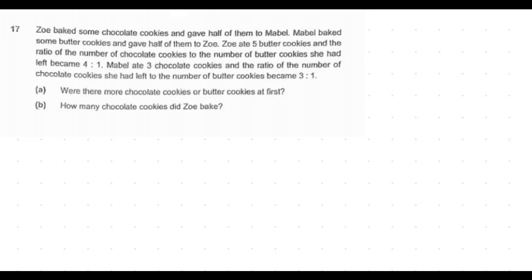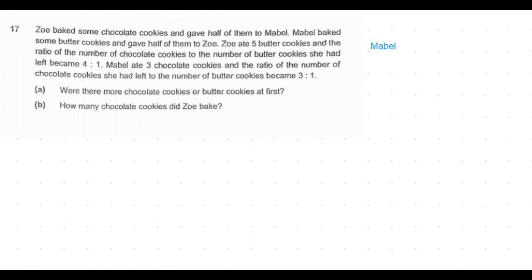Zoe gave half of her chocolate cookies, which means both of them had an equal number of chocolate cookies, and Mabel gave half of her butter cookies, which means both of them had an equal number of butter cookies. So even after eating 3 chocolate cookies, Mabel had more chocolate cookies than butter cookies. That means there were more chocolate cookies to start with.